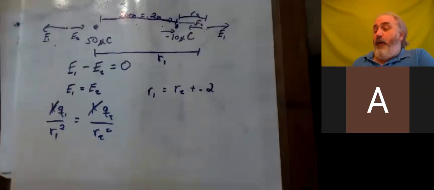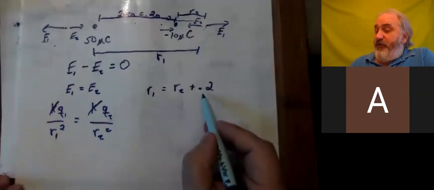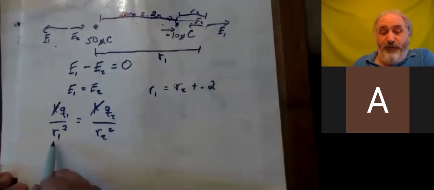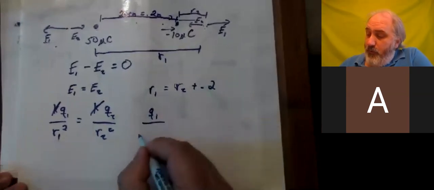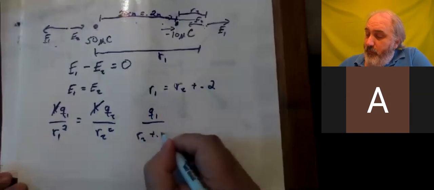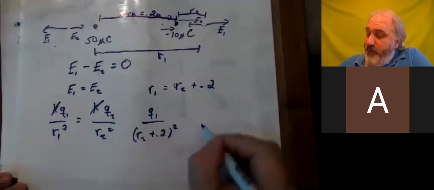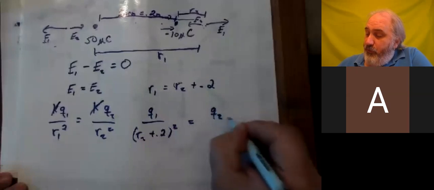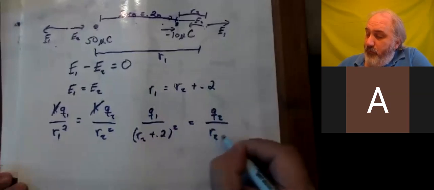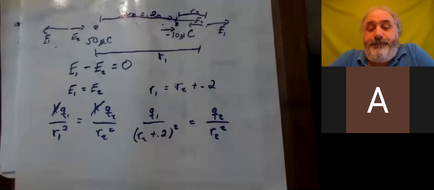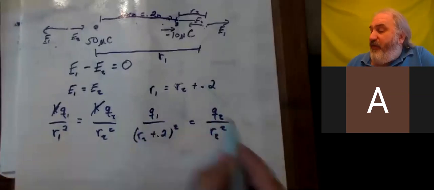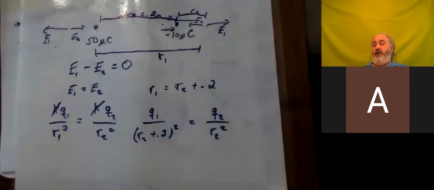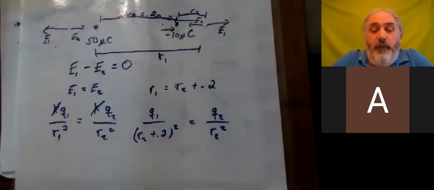Yes. Now, if R1 equals all this garbage, all I've got to do is plug this in for R1 over there. So now I've got Q1 over R2 plus 0.2 squared equals Q2 over R2 squared. Okay. That helps us a lot because now this only has one variable in it. Q1 and Q2 are numbers. So all I've got to do now is just solve for R2.